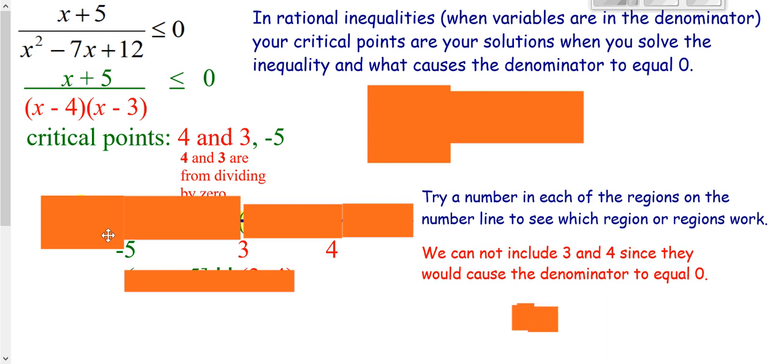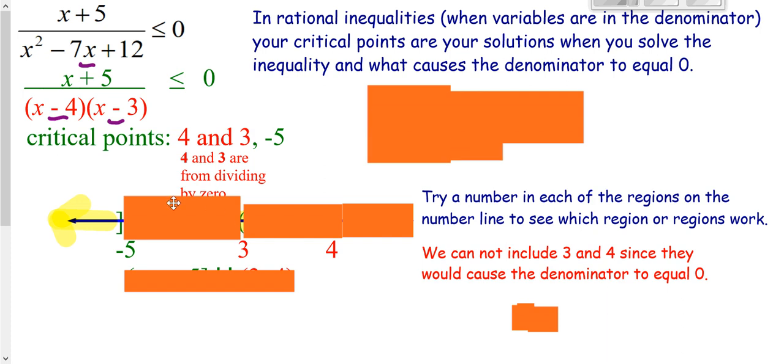So now I want to try something to the left of -5 on my number line, like -6. If I work this out, -6 minus 4 is negative, -6 minus 3 is negative, -6 plus 5 is negative. According to this fraction bar, I have to work out the bottom first. A negative times a negative is a positive. Negative on top divided by positive on the bottom is negative, which is less than 0. So that means it's going to work. I tried a number over here and it works, so I'm going to shade.